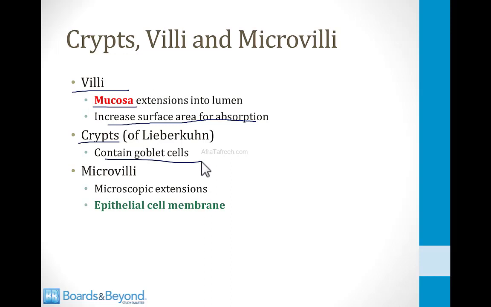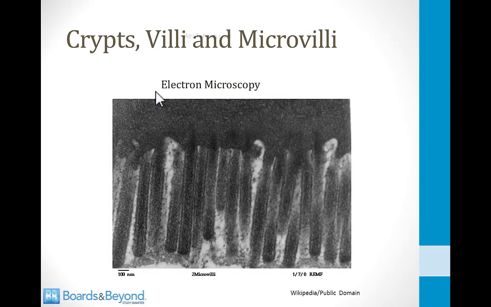And then another feature you'll hear about in the small intestine is the presence of microvilli. These are microscopic extensions out from the epithelial cell membrane. You cannot see these under the light microscope. You have to use an electron microscope, and then you can see the presence of microvilli which further increase the absorptive area for the small intestine. These are what microvilli look like under the electron microscope. You can see these projections coming out of the epithelial cell membrane.